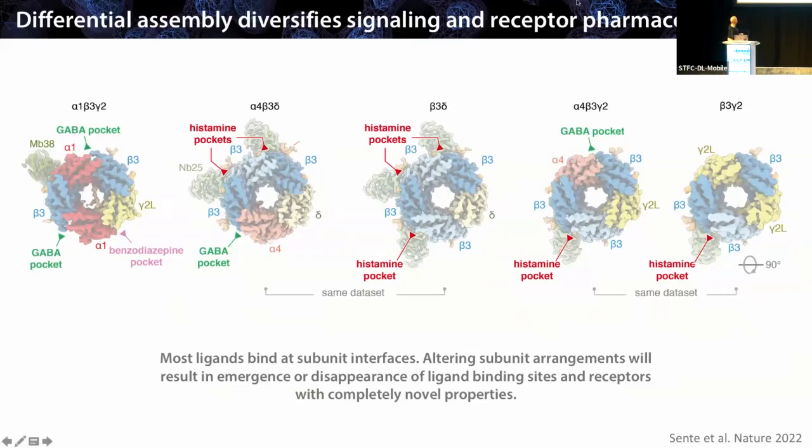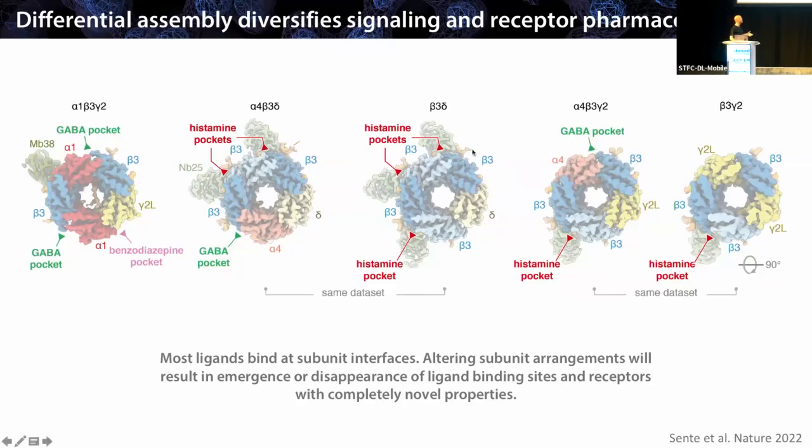So for example, you have a synaptic receptor here, which has 2 GABA binding pockets and 1 benzodiazepine pocket. But in the extrasynaptic receptor, you only have 1 GABA pocket. But because now we have 3 beta subunits in sequence, this receptor acquires binding sites for yet another neurotransmitter, which is histamine. So this receptor will bind simultaneously 2 different neurotransmitters.